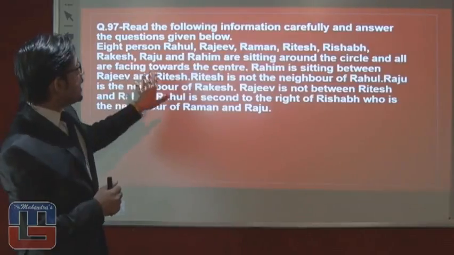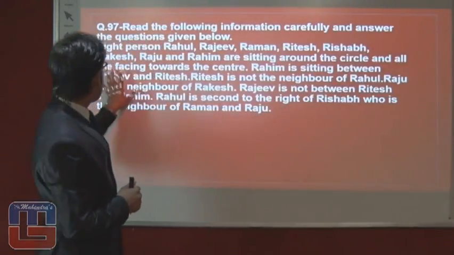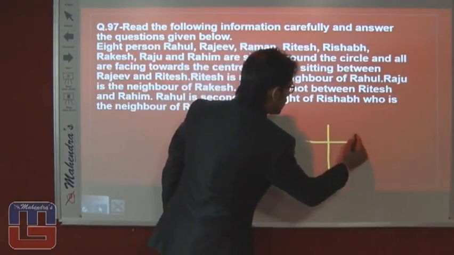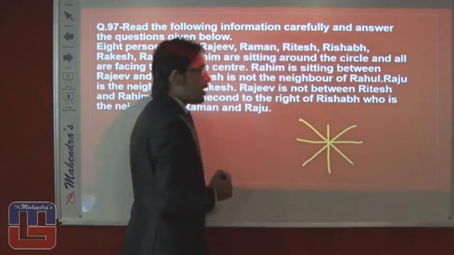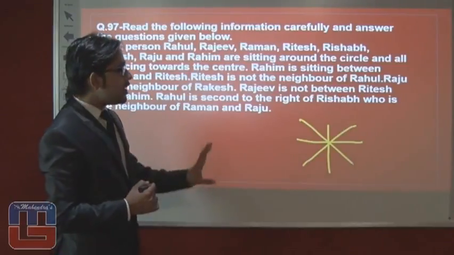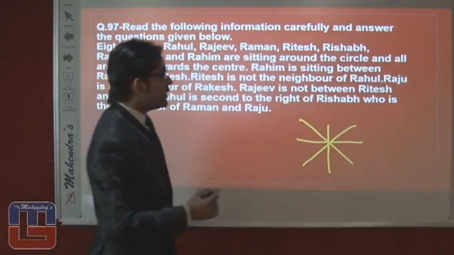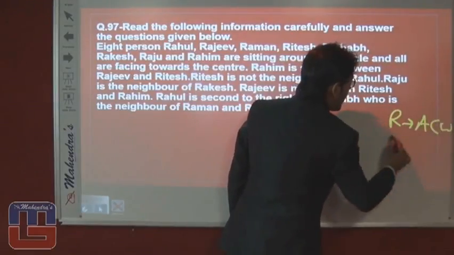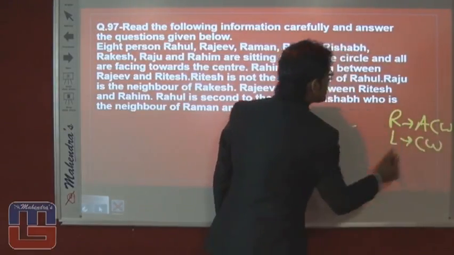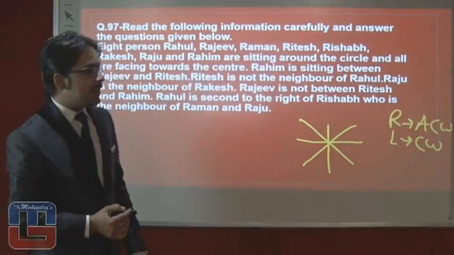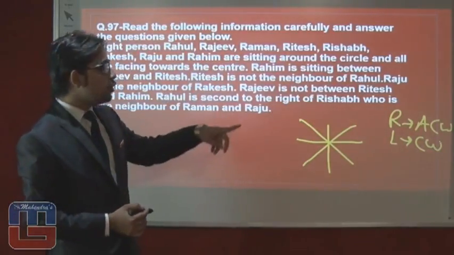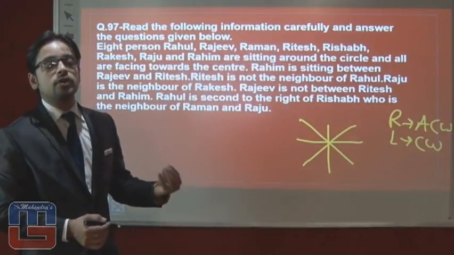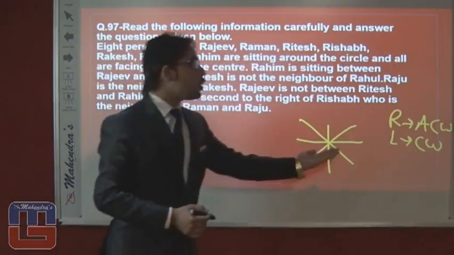You can see here 8 members are sitting around a circle and all are facing towards the center. We are putting the chart of this. If all of them are facing towards the center, then right will be the anti-clockwise direction and left will be the clockwise direction. Whenever the examiner says move towards right, you have to move anti-clockwise. If the examiner says second to the left or third to the left, then you have to move in the clockwise direction.